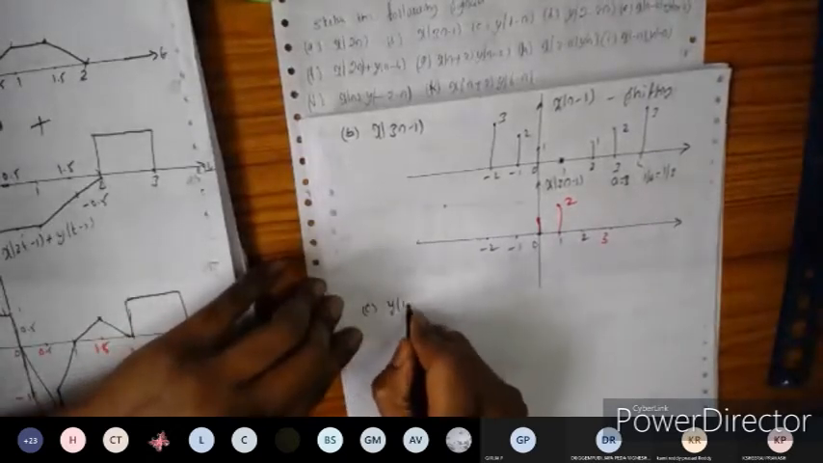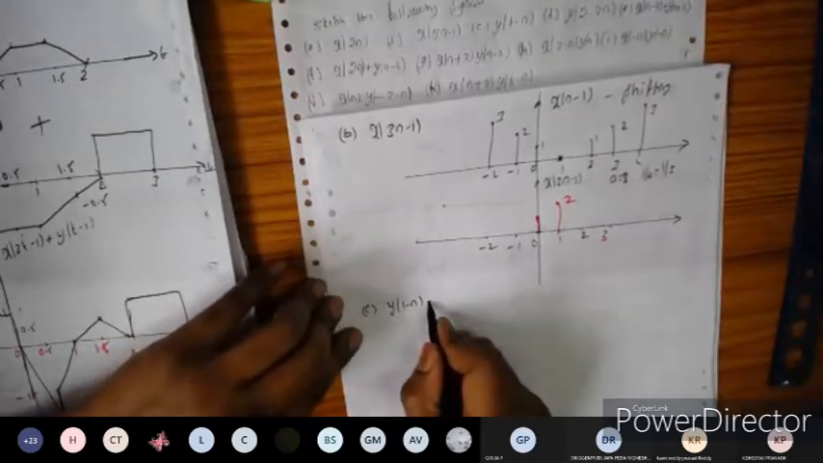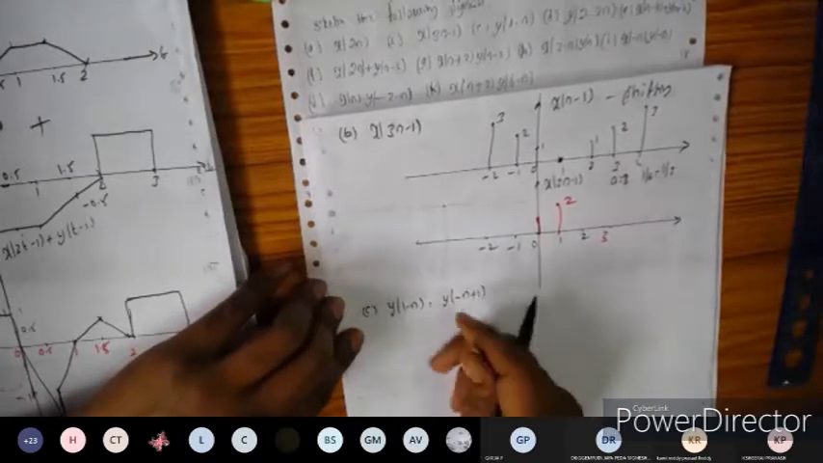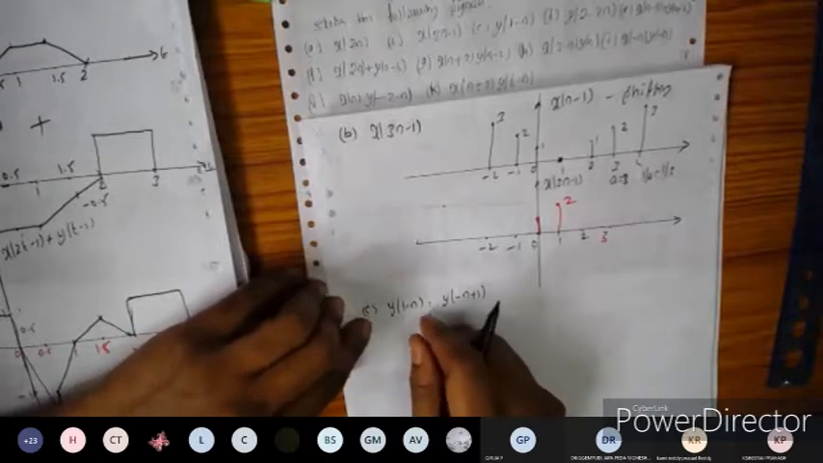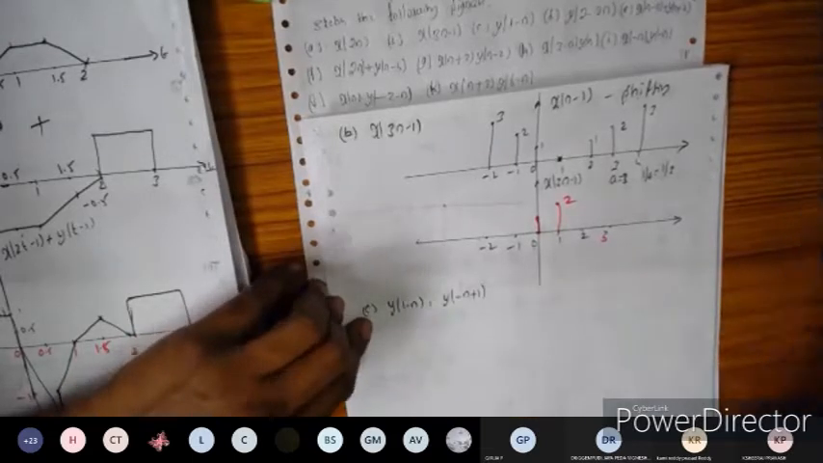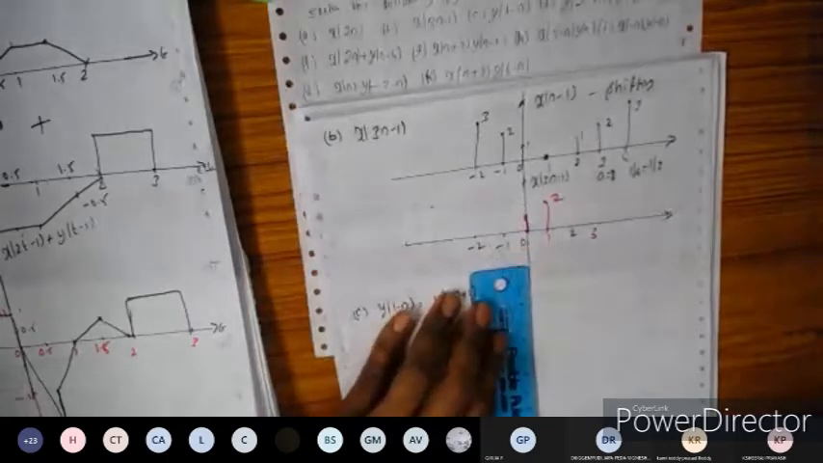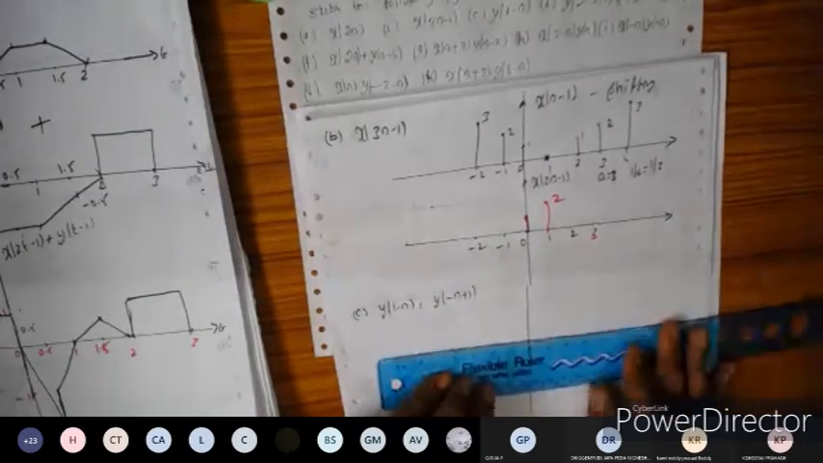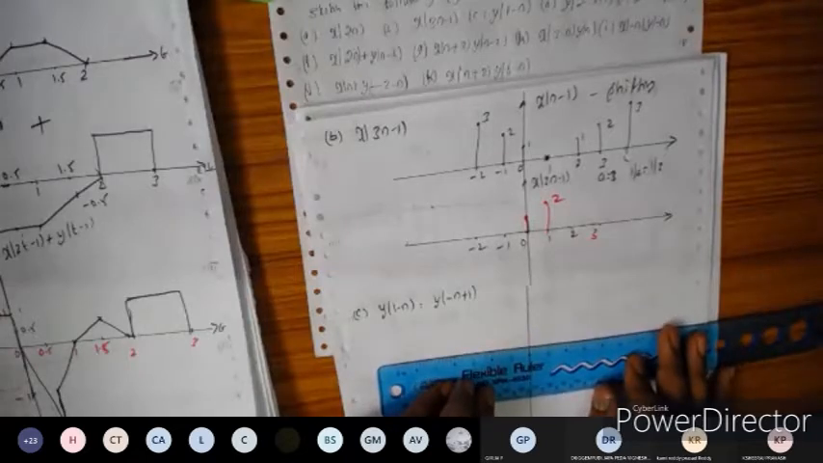So y of 1 minus n, this one we can write as y of minus n plus 1 here. So we need to perform first the shifting operation. Next, let us perform the reflection operation here.